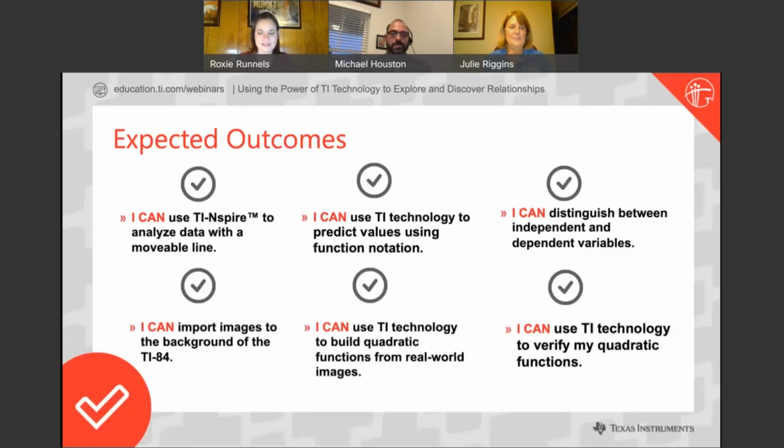So in our first activity, we're going to use the TI-Nspire to analyze data with a movable line. We're also going to predict values using function notation. And we're also going to distinguish between independent and dependent variables. And in our second activity, we're going to talk about graphing real-world applications using quadratic functions on the TI-84. We're going to build and check those equations using the calculator and verify student results.